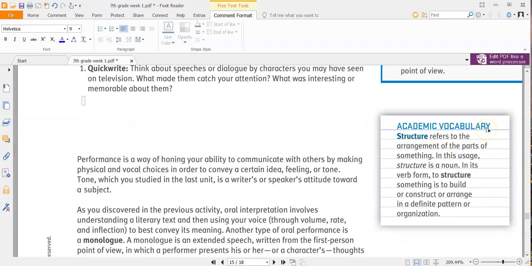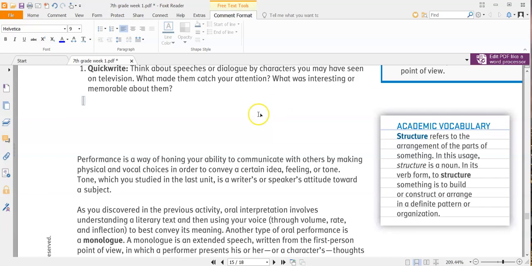Over here, we have another academic vocabulary word, structure. It says, structure refers to the arrangement of the parts of something. In this usage, structure is a noun. In its verb form, to structure something is to build or construct or arrange in a definite pattern or organization.